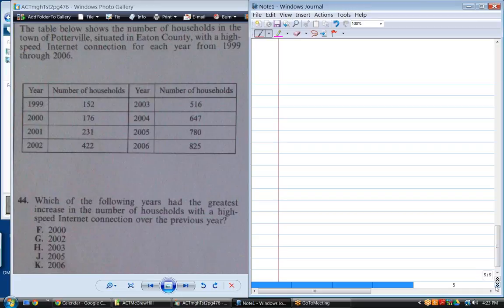2002. Good. And they're looking for absolute value here. They're not looking for percentage increase. In other words, the difference in 2002 is almost 200. No other year to year increased by 200. Not even close. And like I said, they didn't say the greatest percentage increase. Otherwise, you would have to take every year and divide it by the previous year to figure out the percentage increase.